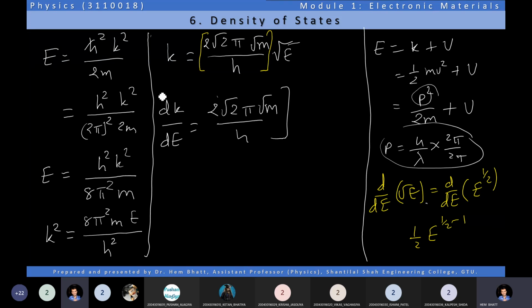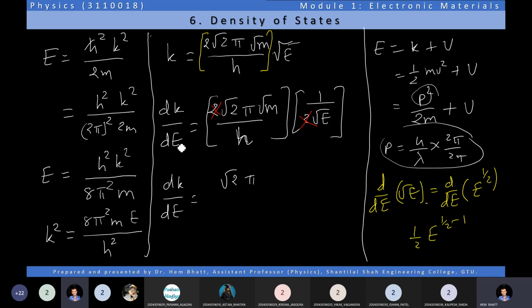Now for the differentiation of root e, tell me what to write. Sir, 1 upon 2 root e. Very good. It is 1 upon 2 root e. Okay, and then if we simplify it a little bit, this 2 and 2 will get cancelled out, and hence what I get is dk by de is equal to √2 pi root m upon h by root e. So note down these two equations.